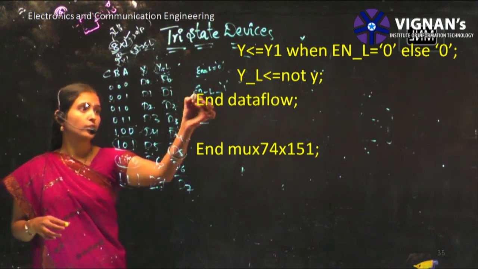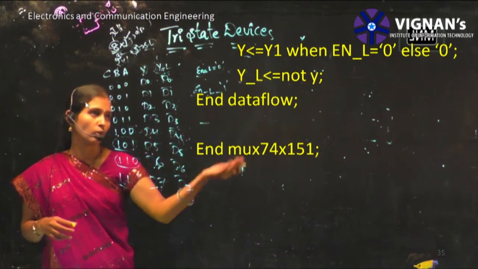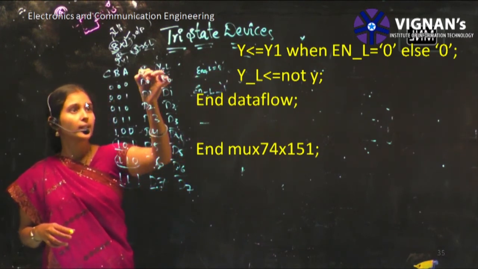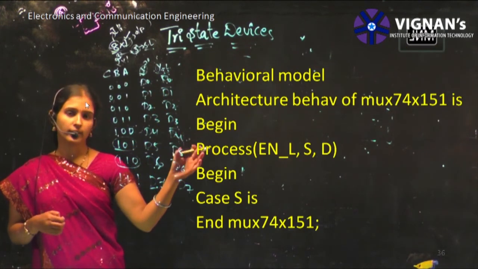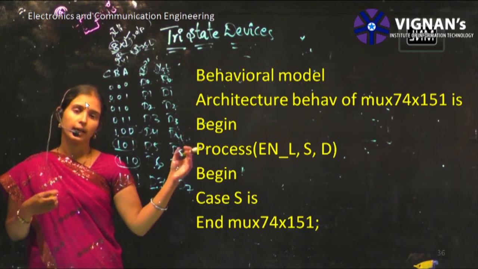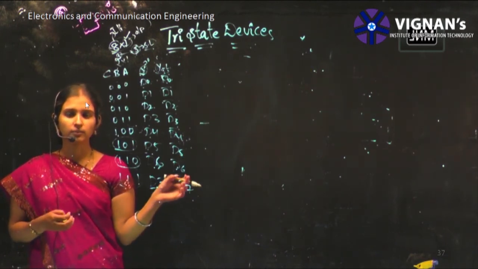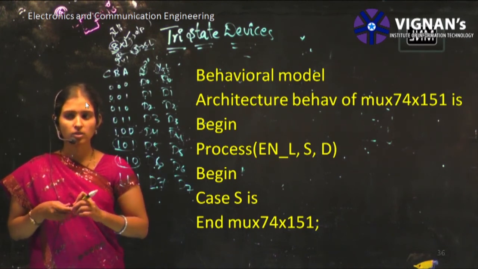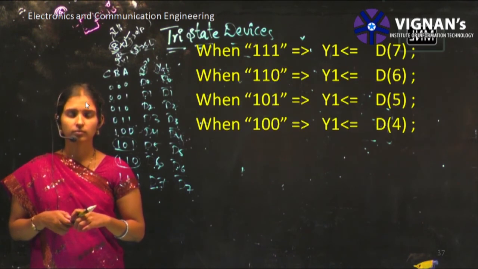So if this is the case, what happens? You cannot get Y as your output. If the enable input is equal to 0, then only you can get Y as your output, with all the inputs. You have introduced a process as well as a case statement, for the multiplexer, in the behavioral architecture with a process, all these things.